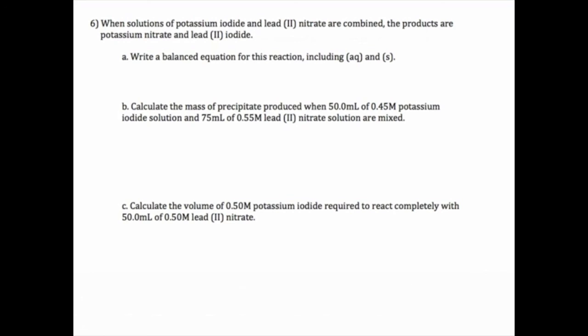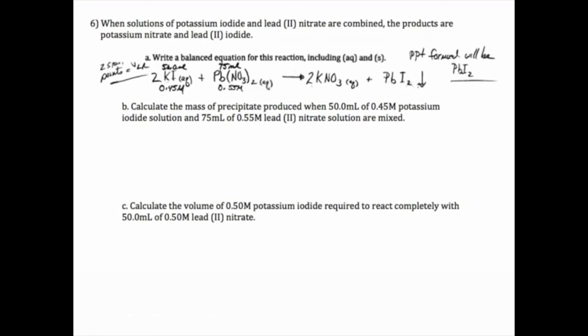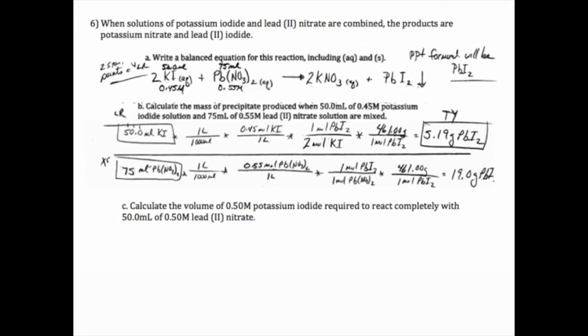Stoichiometry problems seem complicated at first, but get easier with practice. Don't forget that every stoichiometry problem begins with a balanced equation. The balanced equation for this problem reads as follows. 2 moles of potassium iodide plus 1 mole of lead 2 nitrate produces 2 moles of potassium nitrate and 1 mole of lead 2 iodide. There are 2 starting points for this problem, so this is a limiting reactant problem. We have to try them both.